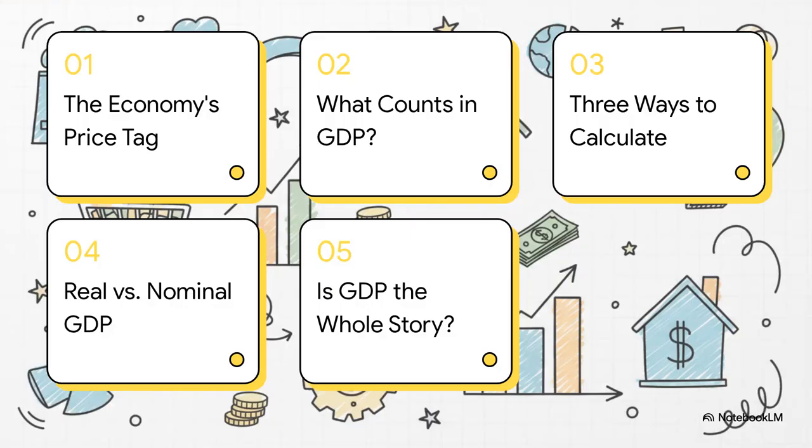All right, here's our game plan. First, we'll get the official definition down. Then, we'll dig into the very specific rules for what makes the cut. After that, we'll check out the 3 different ways to calculate it, explore the super important difference between real and nominal GDP, and finally, we'll ask the big one: is this number the whole story?